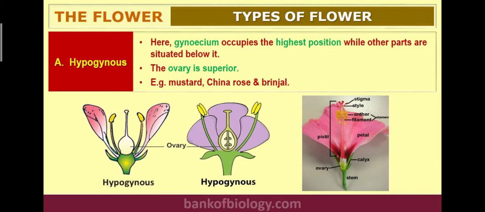First one, hypogynous. Here, gynoecium occupies the highest position while other parts are situated below it. As I told you, जो gynoecium होता है वो पूरा highest position लेता है और other parts जो होते हैं वो उसके नीचे होते हैं. It means ovaries are superior. And examples: mustard, China rose and brinjal. ठीक है.